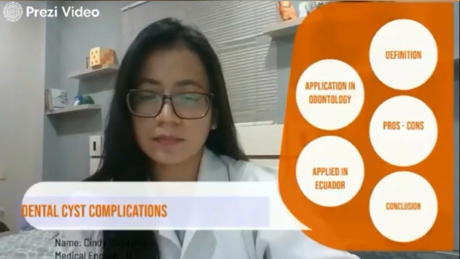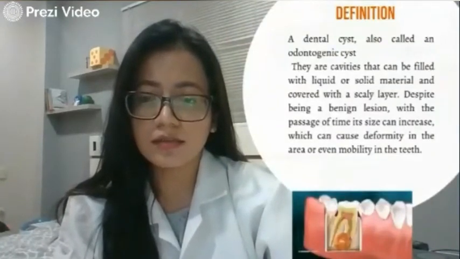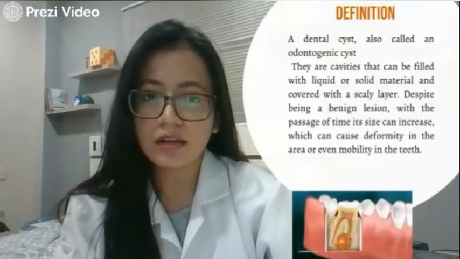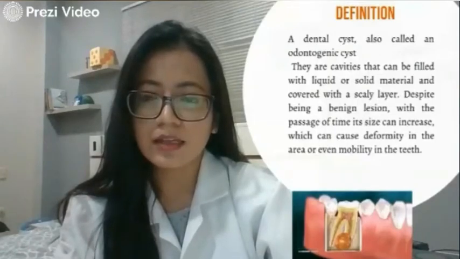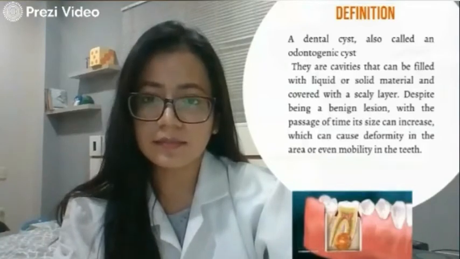First, the definition. A dental cyst, also called an odontogenic cyst. They are cavities that can be filled with liquid or solid material and covered with a scaly layer. Despite being a benign lesion, with the passage of time its size can increase, which can cause deformity in the area or even mobility in the teeth.